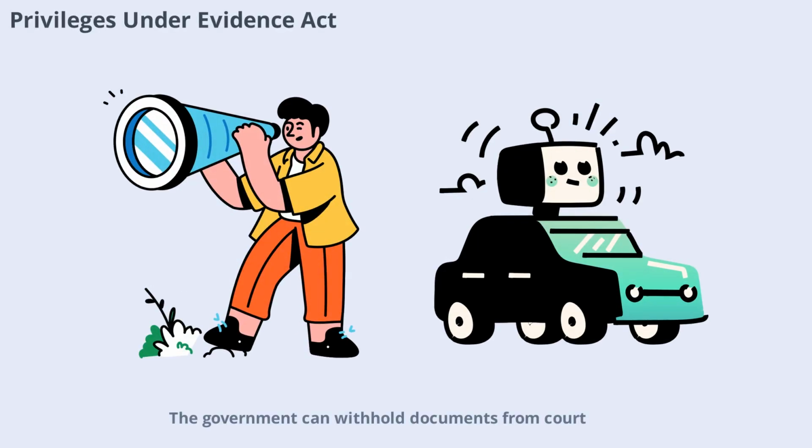Government can withhold documents from court if their disclosure would harm public interest. In England, this was once an absolute privilege, but courts now have the power to review such claims. In India, only records whose disclosure would harm state affairs are privileged. Courts decide whether a document is privileged, balancing public and private interests.